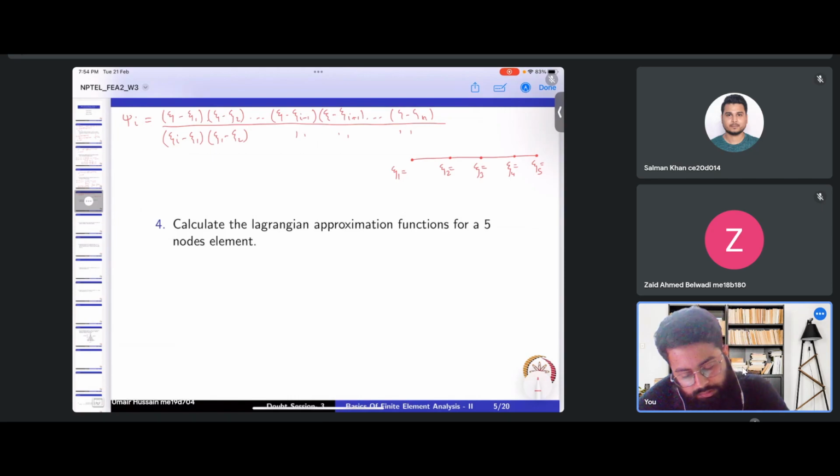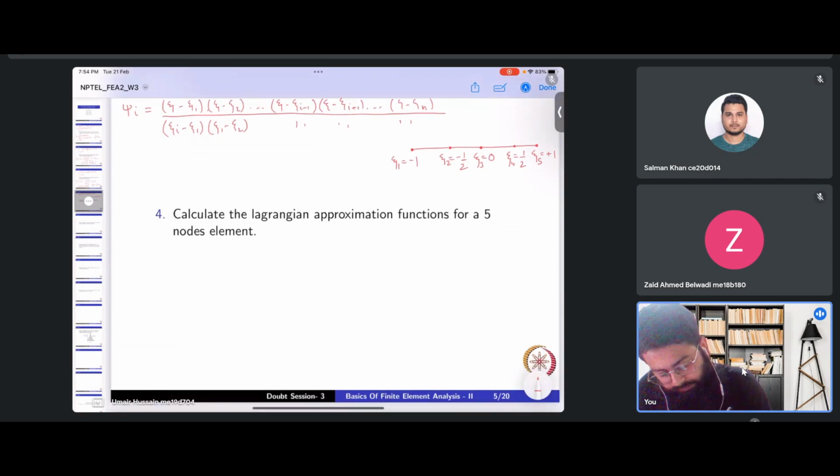Okay, so since the natural coordinate system varies from -1 to +1, and in between we have 0, here we have -1/2, here we have +1/2. So we can try writing the shape function for i equals 1.